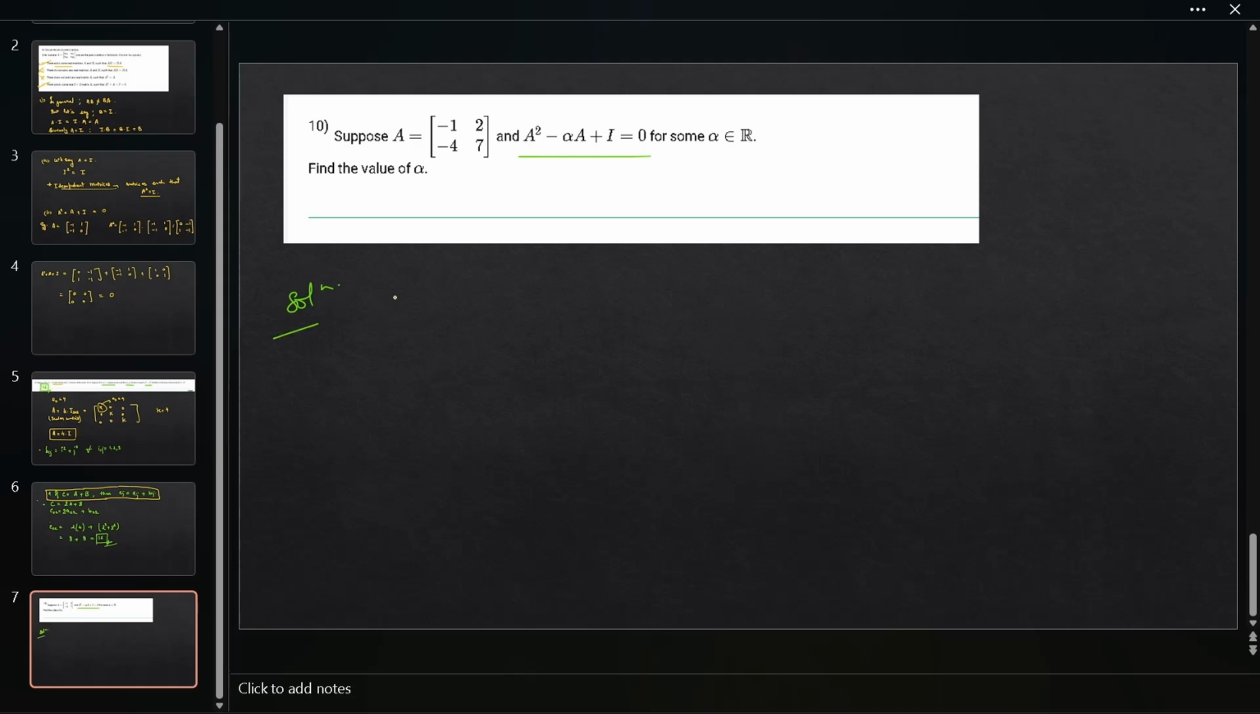So first we have some A. Let's try to find the value of A square. The value of A square could be found as minus 1, 2, minus 4, 7 times minus 1, 2, minus 4, 7. So what would be the value? It's just minus 1 times minus 1 is 1 and 2 times minus 4 is minus 8. So 1 minus 8 is going to be minus 7. Then moving on to the second value, it's minus 1 times 2 minus 2 plus 14, it's 12.